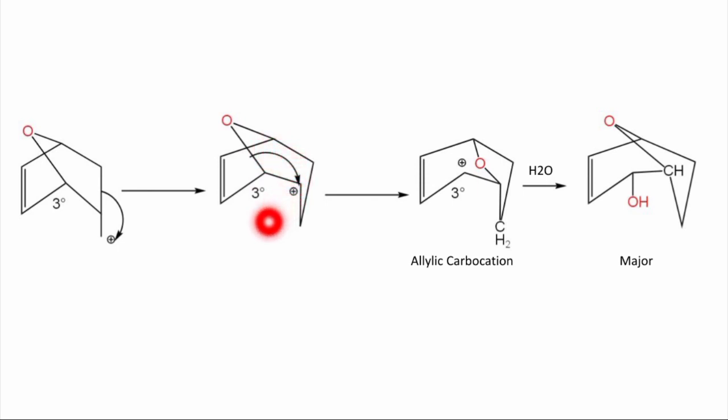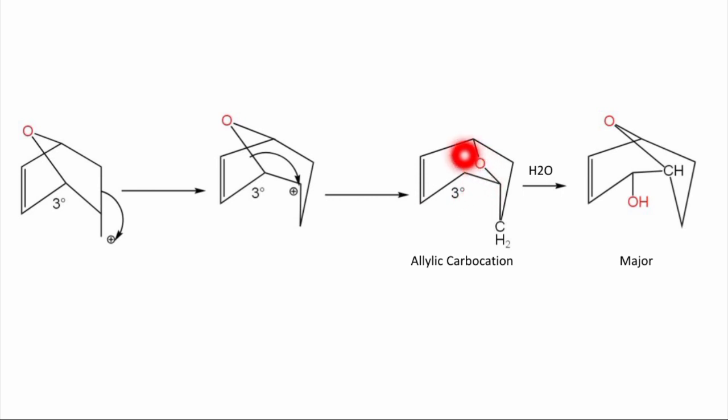Spontaneous rearrangement takes place on this molecule. Why does this spontaneous rearrangement take place? To convert this carbocation into a more stable carbocation. What will happen after migration? This bond migrates towards here, and because of that this carbon forms a new carbocation, which is more stable compared to this secondary carbocation.